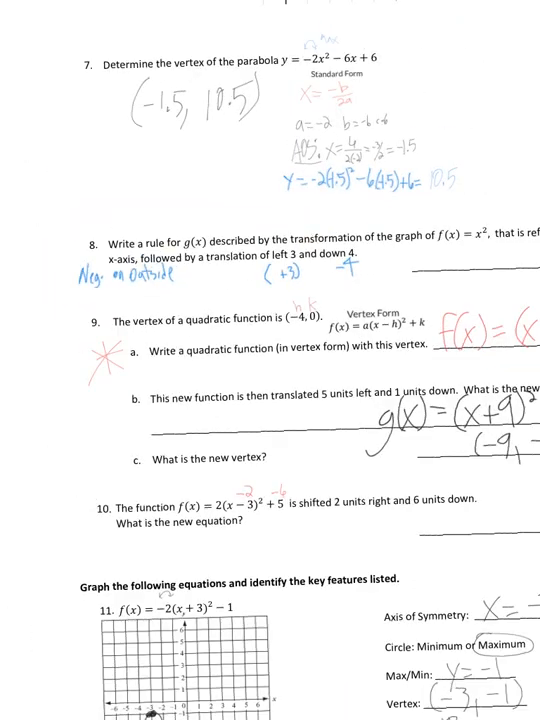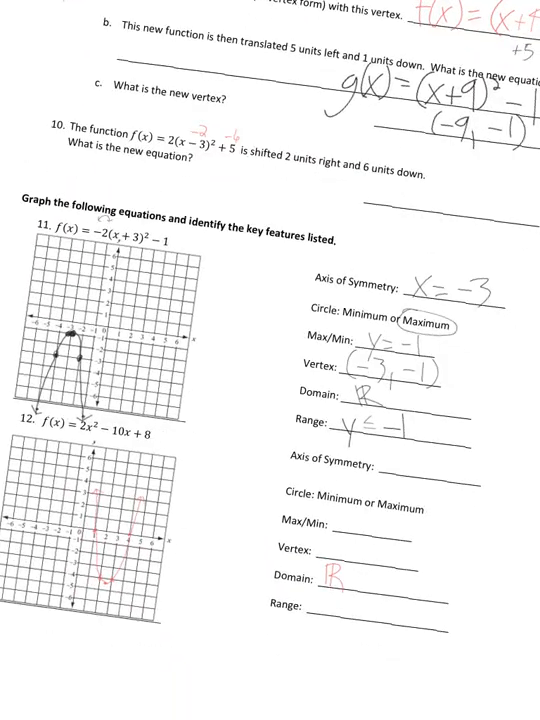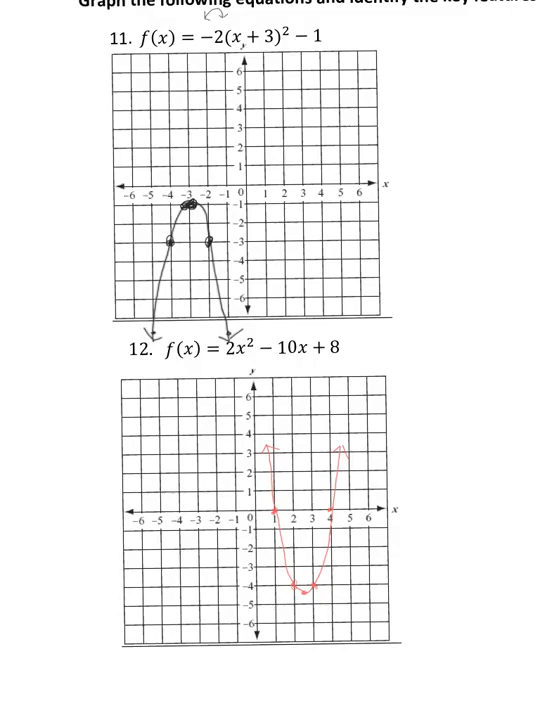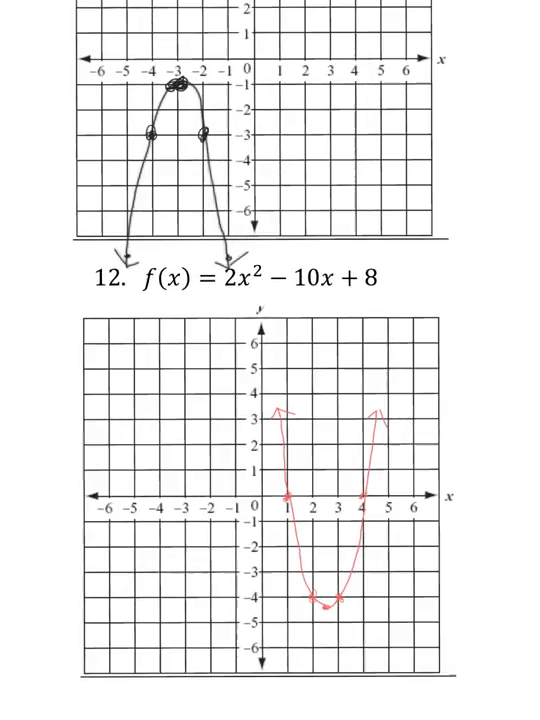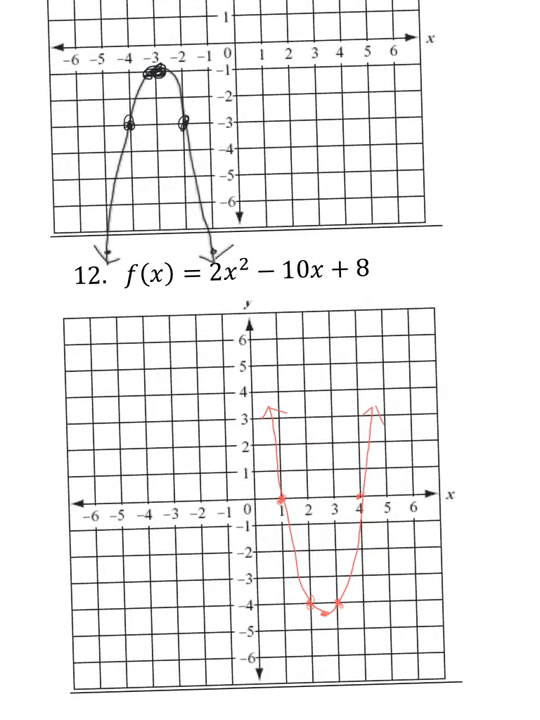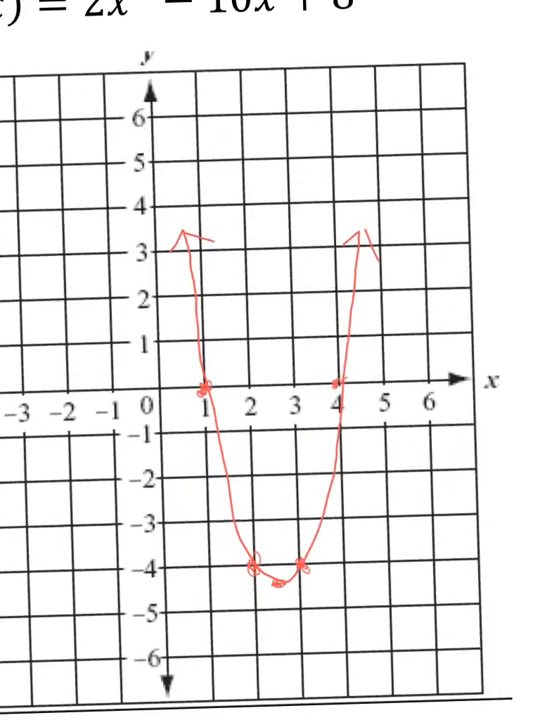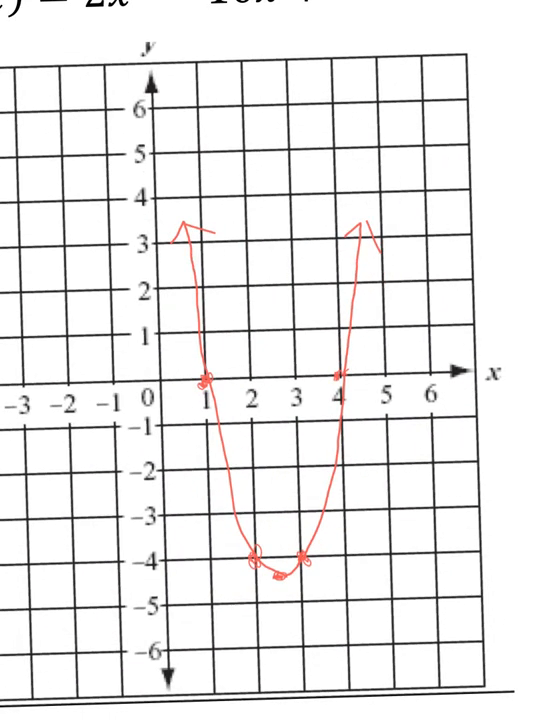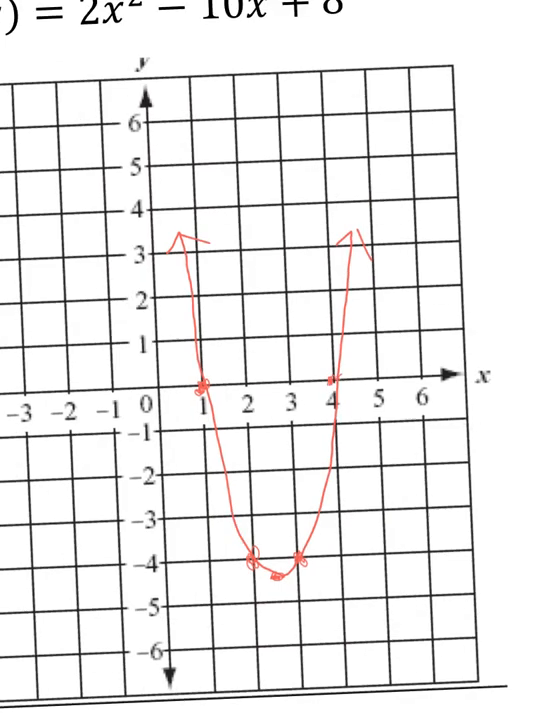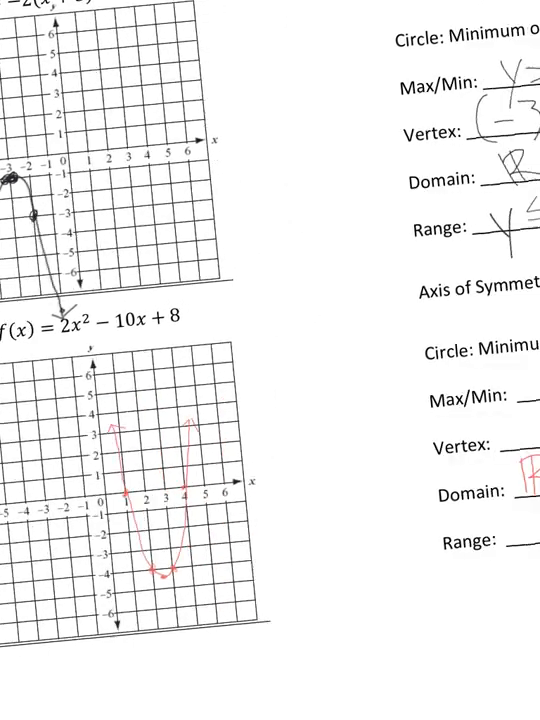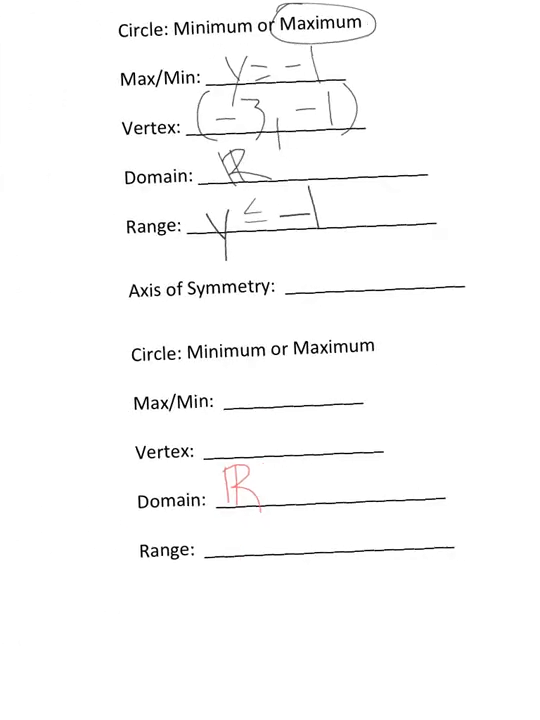Okay, number 12. So this one's in standard form. So you'd want to do the standard form axis of symmetry formula and then plug it in and get the y answer and all that. But you should get a vertex of 2.5, negative 4.5, and then these are the 5 points that would fit on this graph. So your graph should look like mine. So that is your hint for this one. And the domain, of course, is all real numbers.